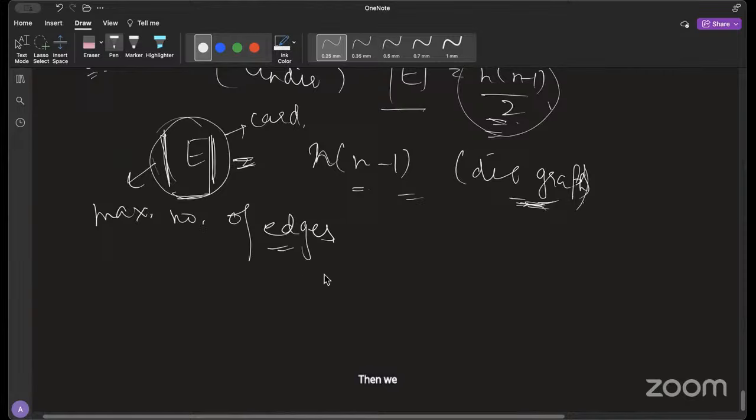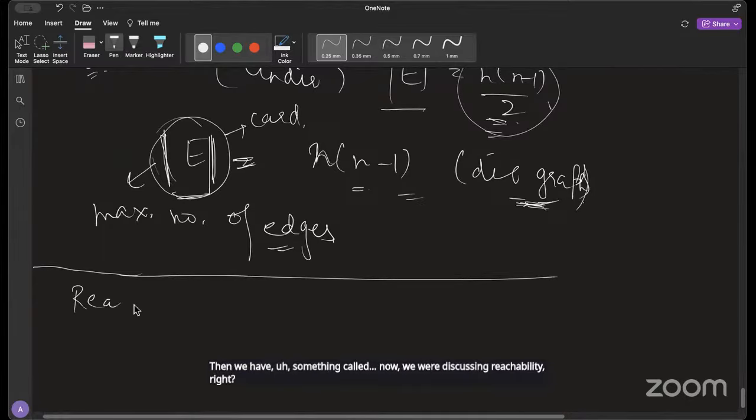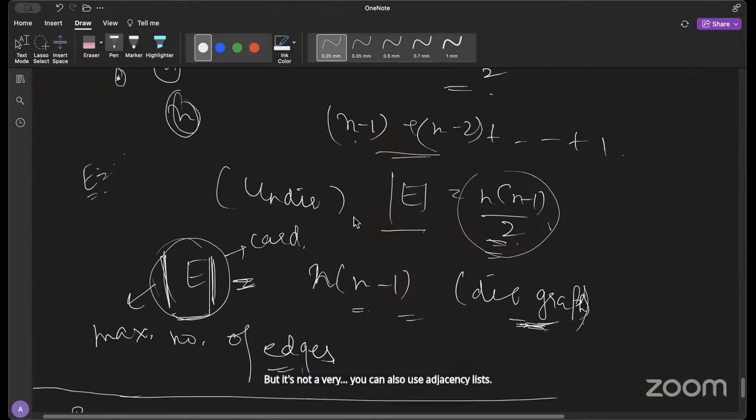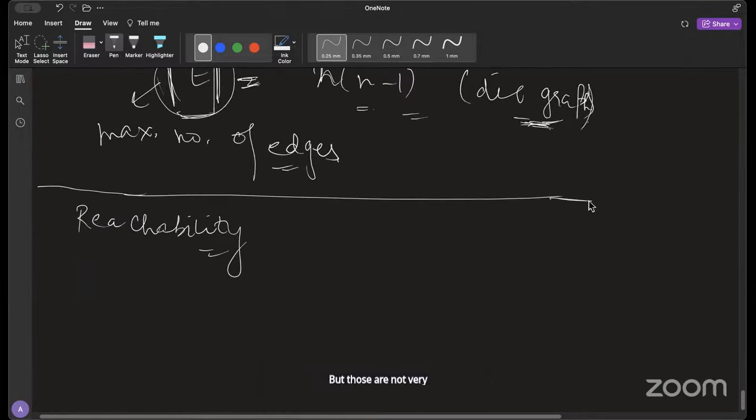Then we have something called, now we were discussing reachability, right? And we said that we can use matrices for it. You can also use adjacency lists, but those are not very feasible options. It's a very tricky, long thing. So we need something simpler to discuss reachability of vertices from some vertex.